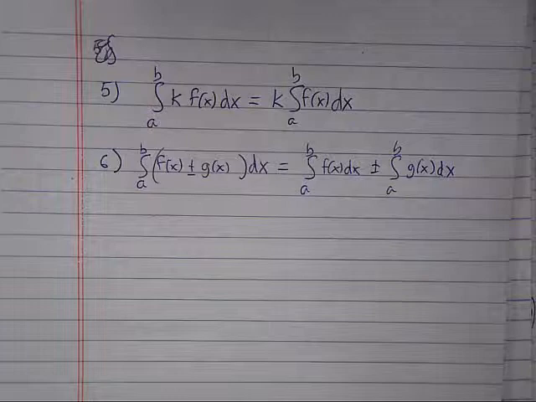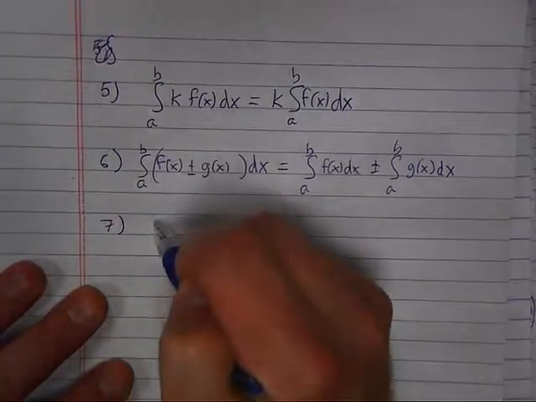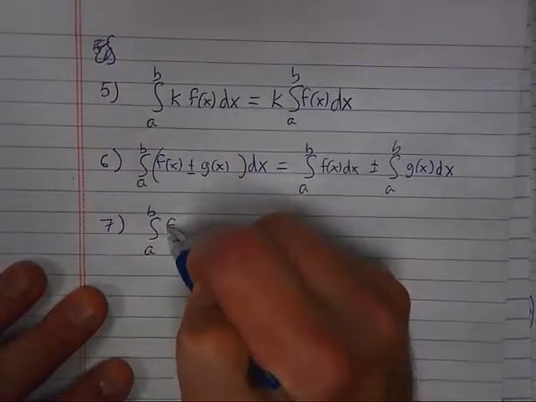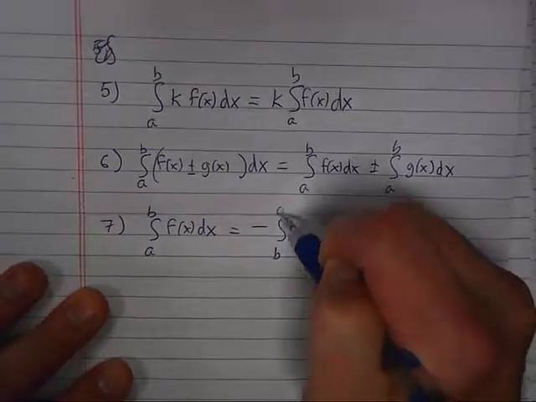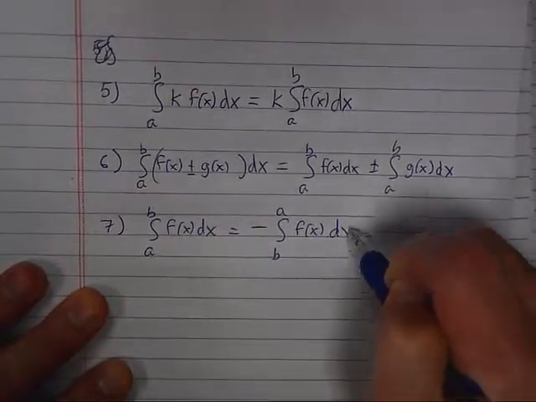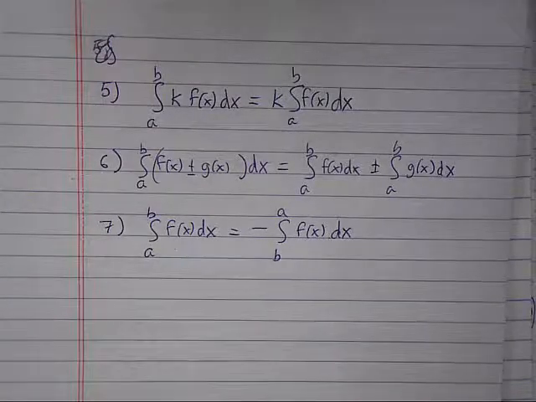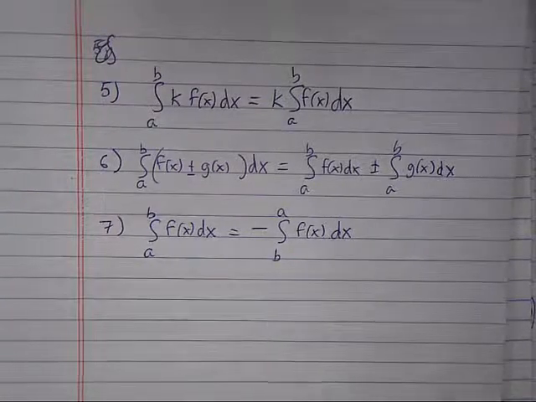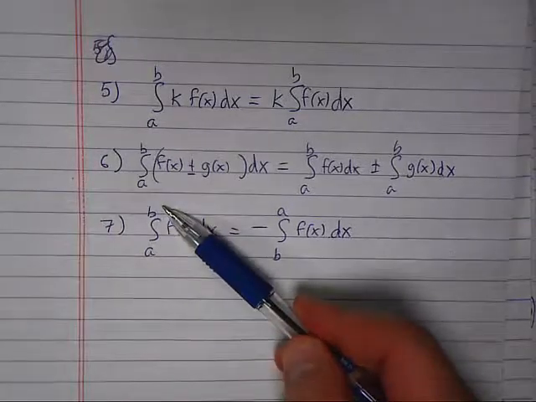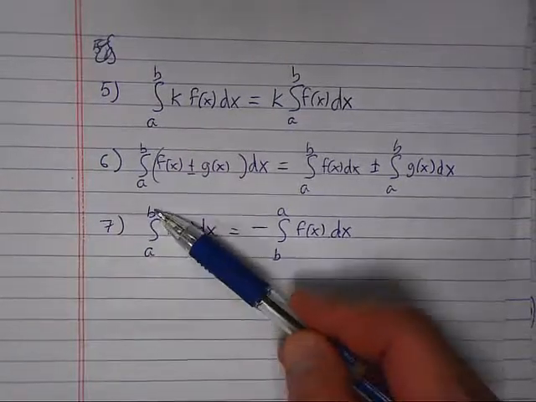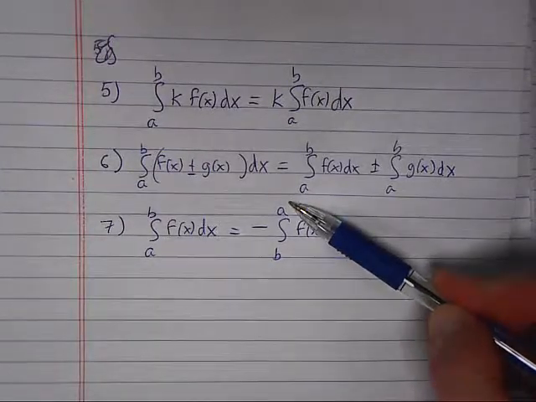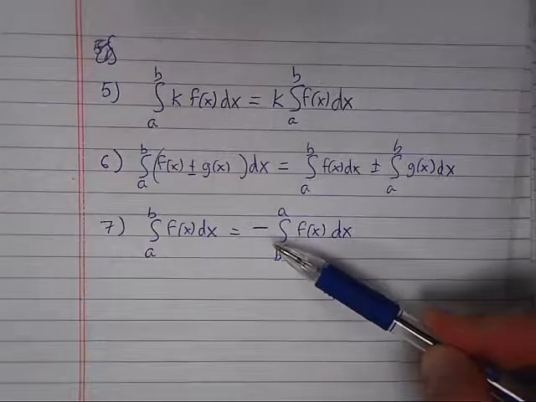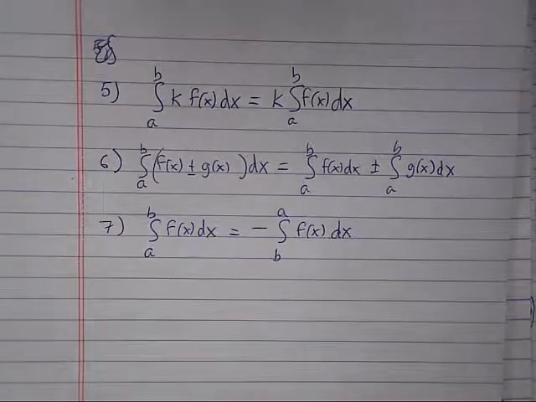I'm missing a rule. Oh, number 7. The integral from a to b of f of x dx is minus the integral from b to a of f of x dx. This is going the other way. That's right. Typically, a is the small number and b is the big number. So typically, we go from left to right. What happens if I choose to go from right to left? It's the same, except it's going to be negative because you're going the opposite direction. That's all that one says.